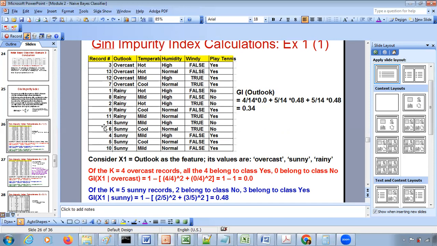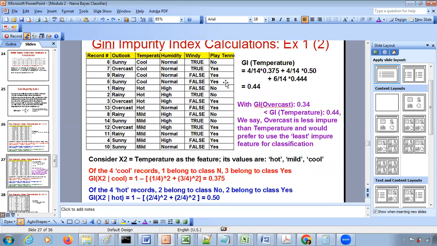Whereas if you look at, for example, rainy or sunny, doesn't matter. You see Outlook with sunny, there are 5 records. Out of those 5 records, 2 belong to the class no and 3 belong to the class yes. So it's not a pure feature value pair. So there's some kind of impurity in it.